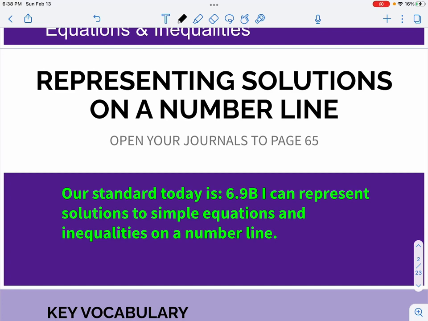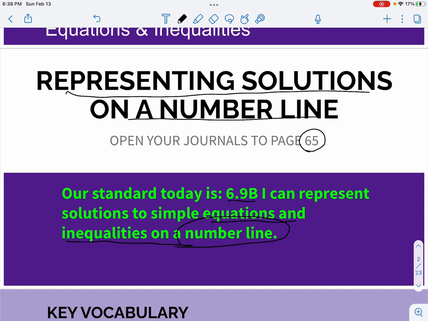Rams. Today we are representing solutions on a number line. So you need to open up your journals to page 65. Our standard today is 6.9b. I can represent solutions to simple equations and inequalities on a number line. So if you're not in class today, here are your notes.